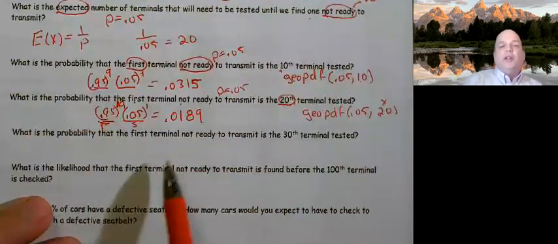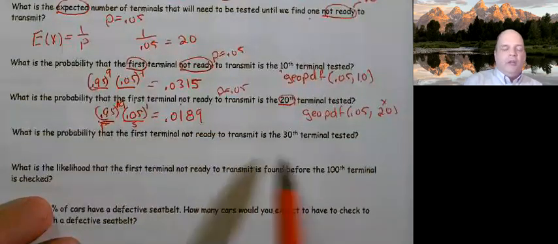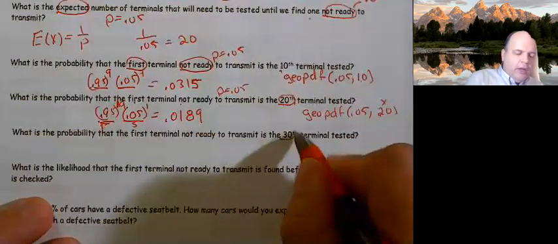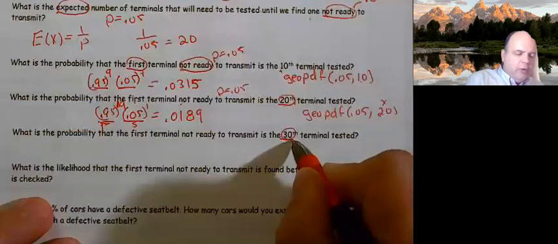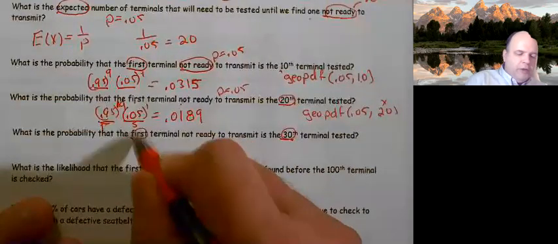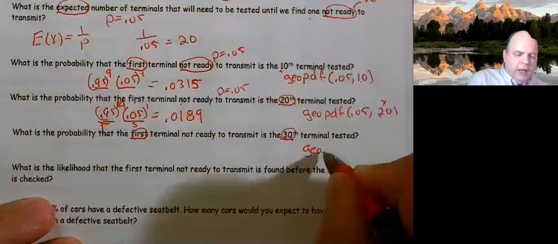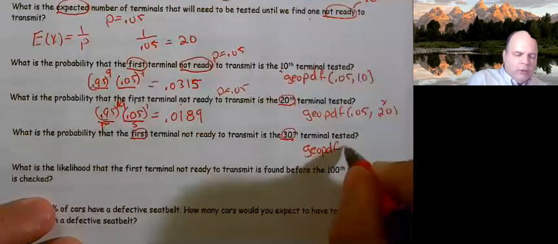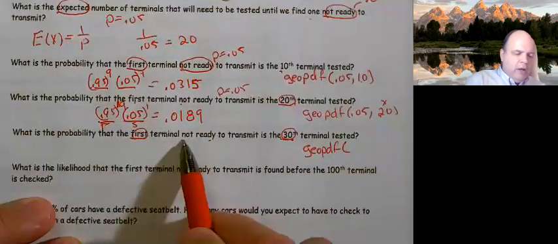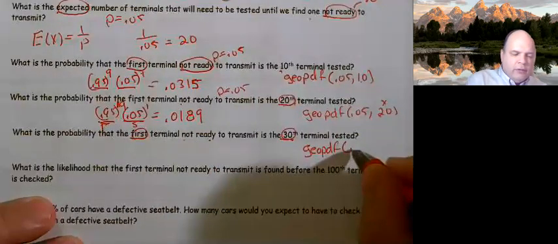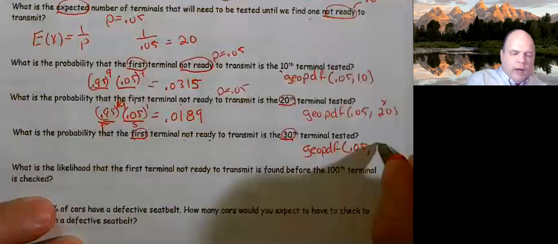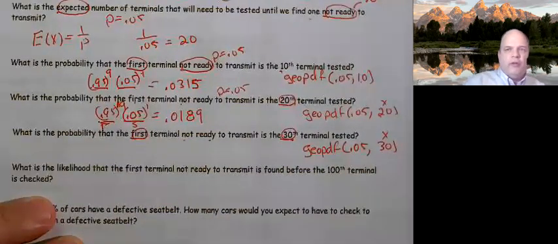So what's the probability that the first terminal not ready to transmit is the 30th? So once again, this is a specific value. This lets me know it's a PDF. First tells me it's a geo. So this is a geo PDF. Not ready was our 0.05. And our X value is 30.